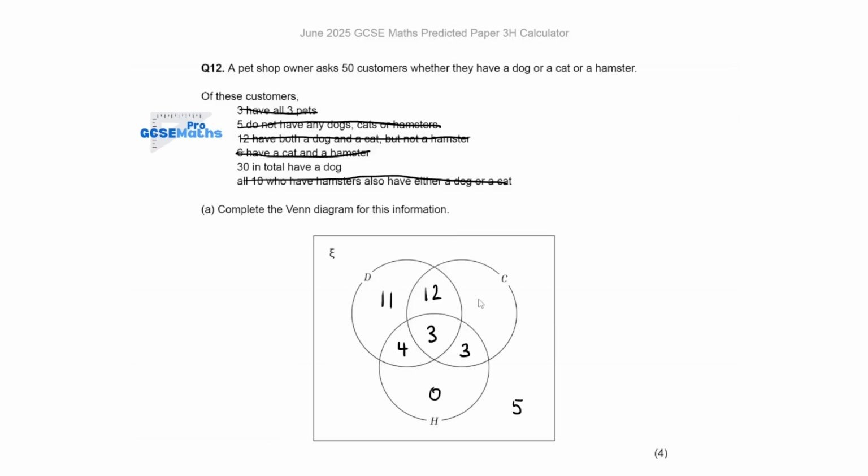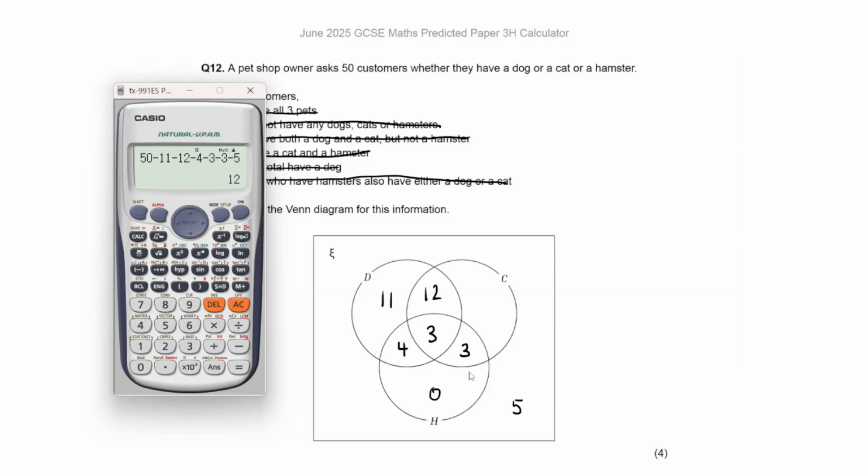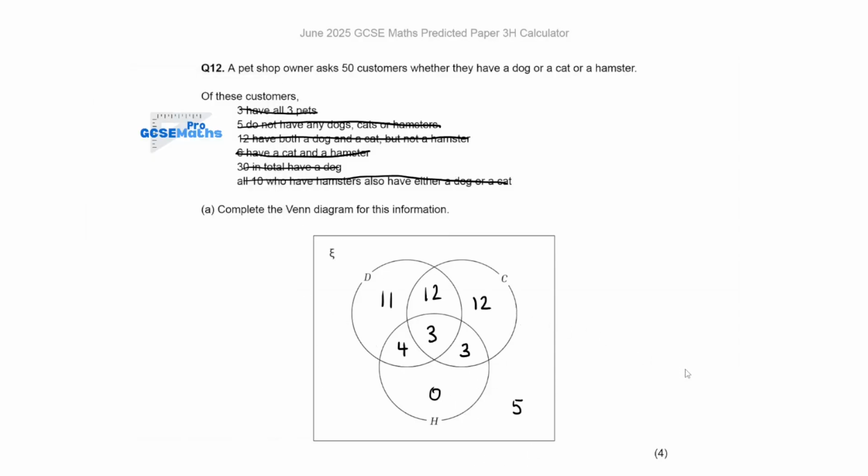And the last one though, and even though we've ticked everything off, we do still have one gap, which is cats only. So go back and check. Obviously the Venn diagram must add up to 50 in total. So take away all of the other numbers, we get 12, which are just cats. So that's 4 marks for part A.